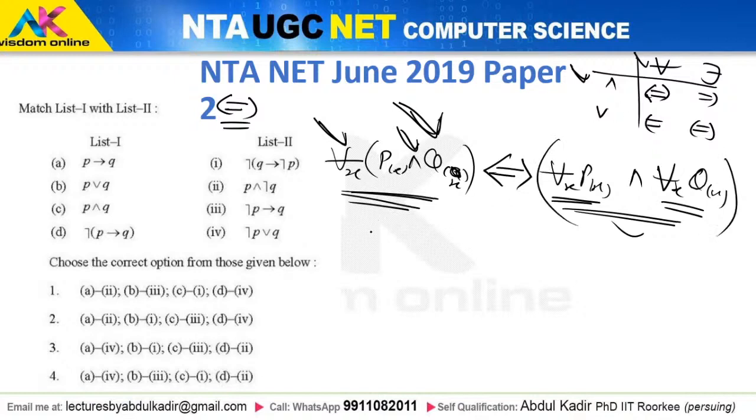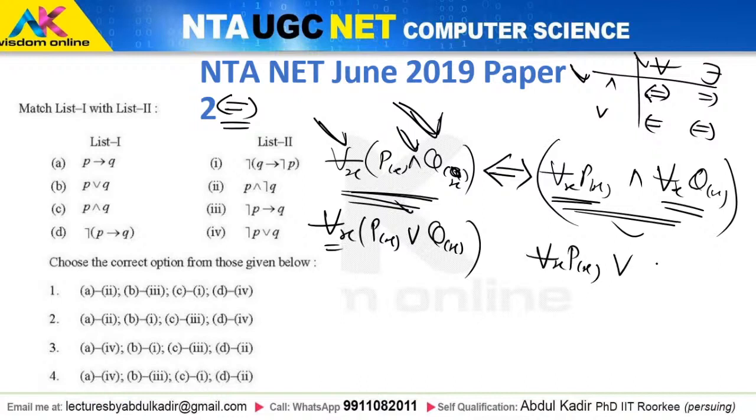Okay, now let's see, you have the for all quantifier, let's assume, and with the for all quantifier you have disjunction qx. Now what you do is take this for all inside. If you take this for all inside, then what will you get? You will get for all x px or for all x qx. Basically you took this for all inside.